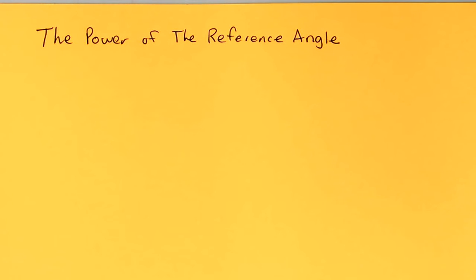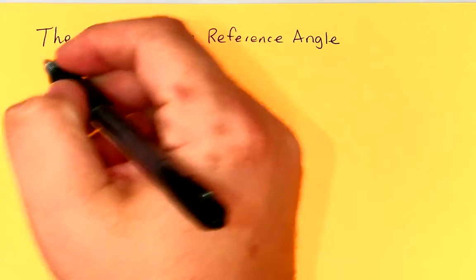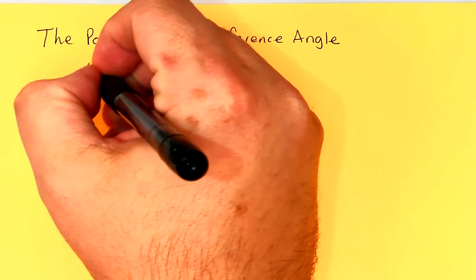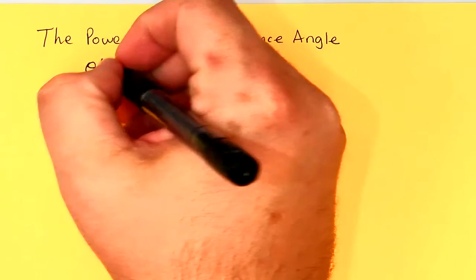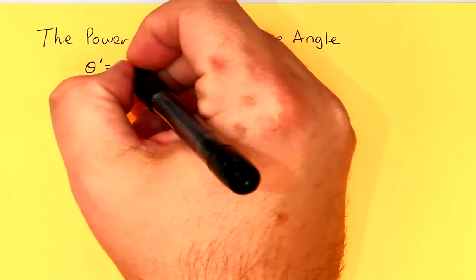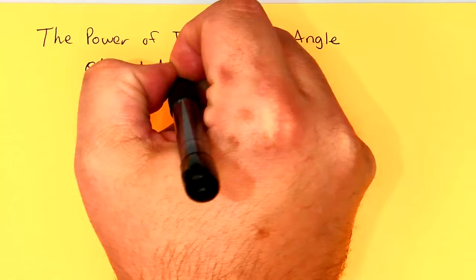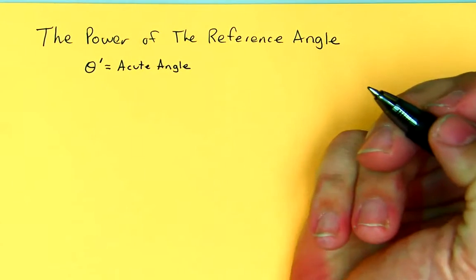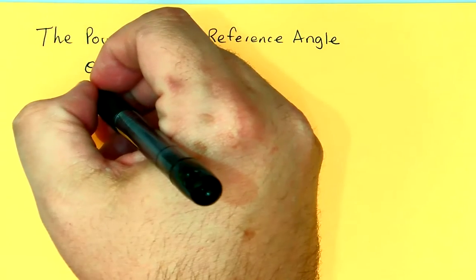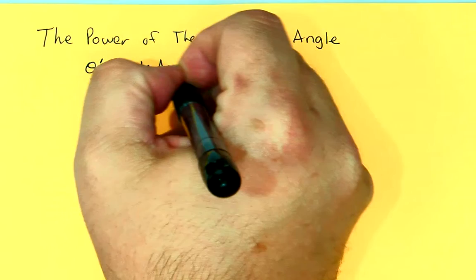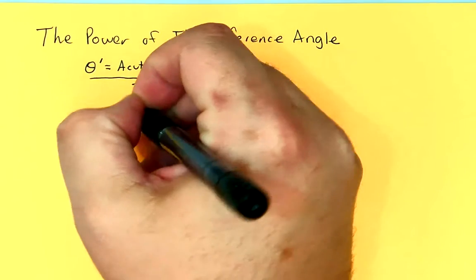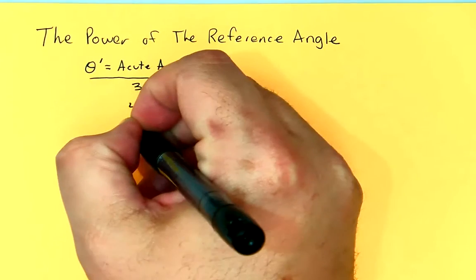Hi, I'm going to talk about just the absolute power of your reference angles. And remember what our reference angle is. The reference angle, which will go theta prime, is going to be equal to an acute angle. And when we're dealing with reference angles, we usually talk about theta prime being 30 degrees, 45 degrees, or 60 degrees.